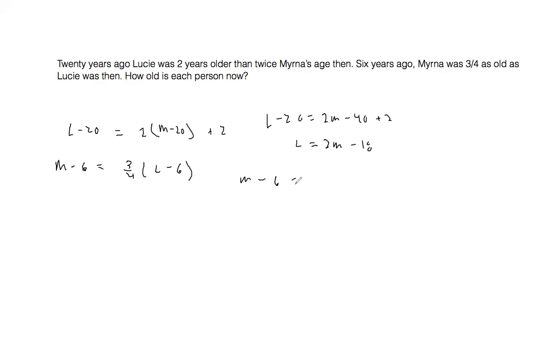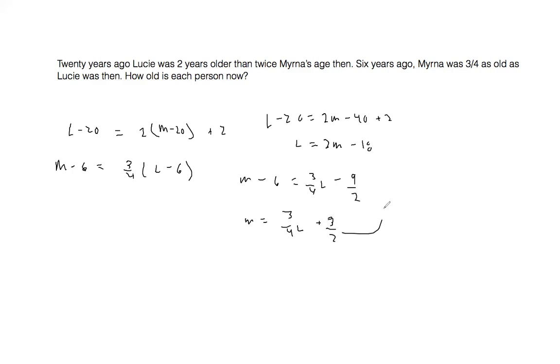M minus 6 equals 3/4 L. And I can cancel out a 2 here. So I'm going to have 3 times 3, so I'm going to have negative 9 halves there. And I'm going to add my 6. In terms of halves, this is going to be 12 halves. So I'm going to say M equals 3/4 L. And when I add 12 halves minus 9 halves, I will get plus 3 halves.